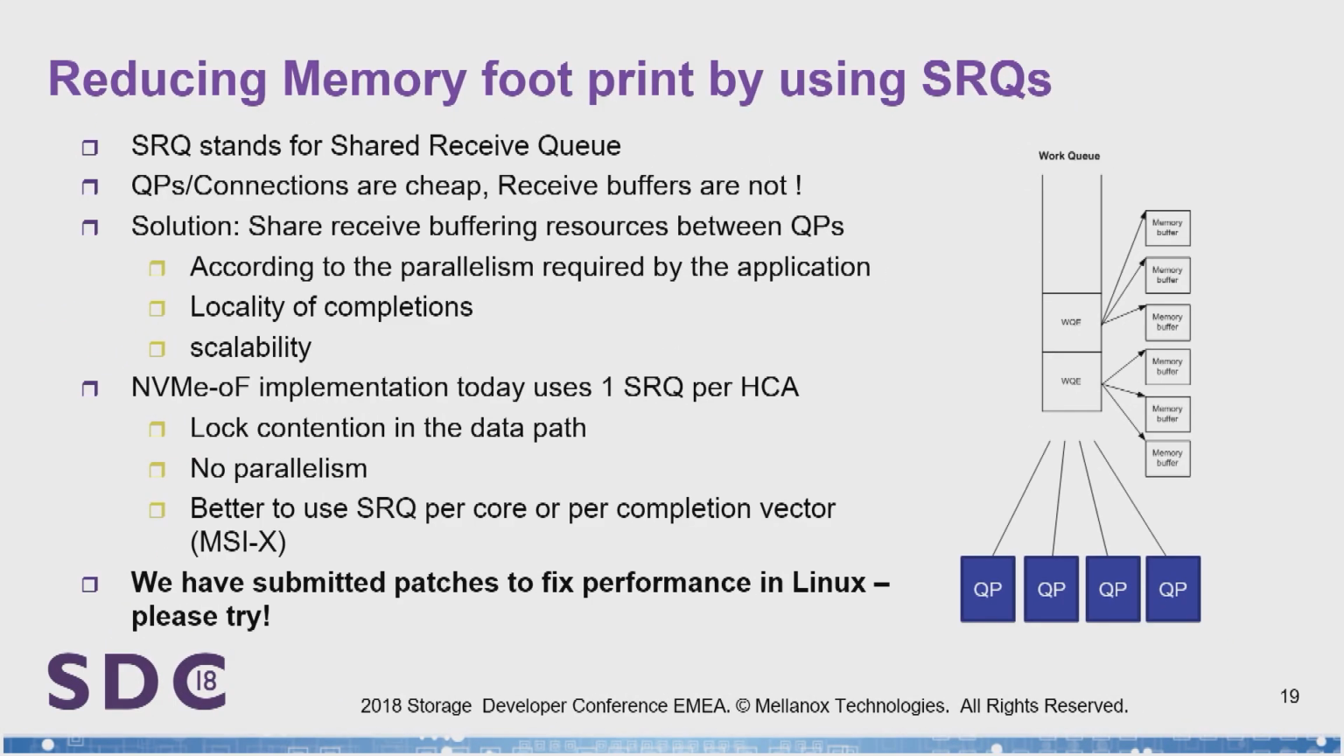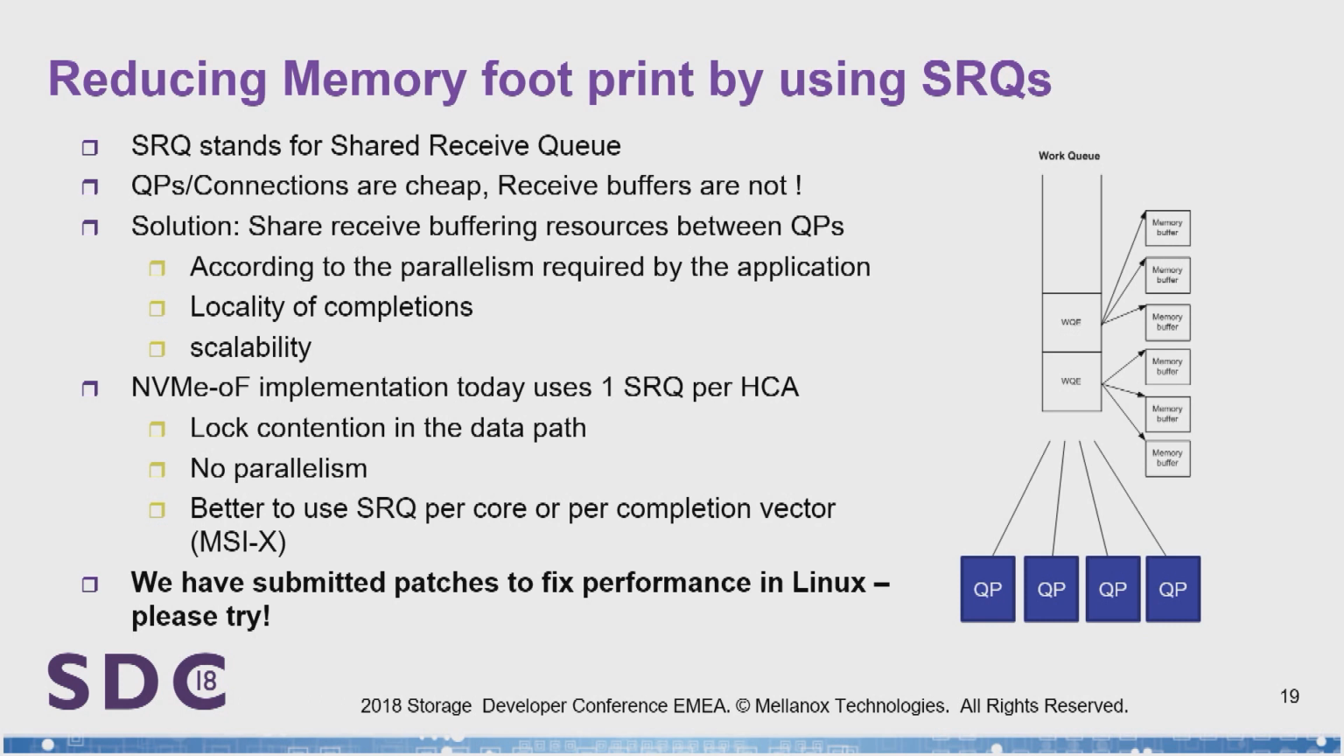We can share these buffers among all the data that will be transferred. Currently, the implementation of NVMe fabrics uses one shared receive queue per adapter. This is not such a good solution because there is lock contention in the data path. There is no parallelism. We have a better solution that we submitted 2 months ago, and we are now in the second phase of it.